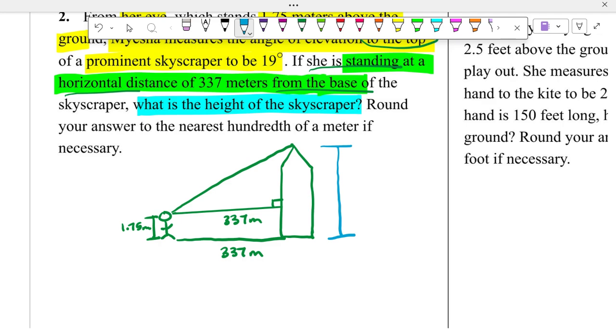So some things to note. If it's saying angle of elevation, you're typically looking up at something, all right? So my angle of elevation, which is right here, because if you think about the little eyeball thing, your eye will be looking up at the top. And my angle of elevation is 19 degrees, because that's what they said it was.